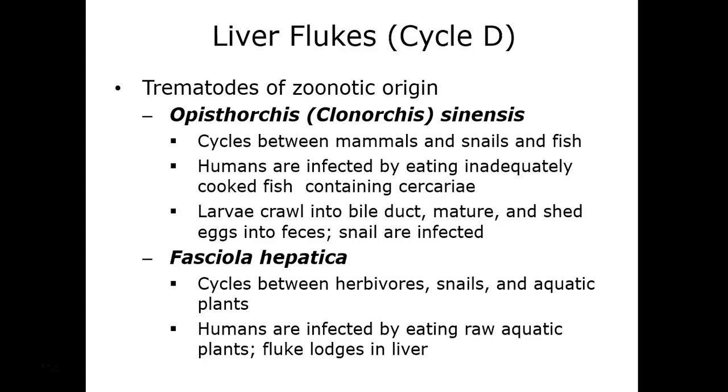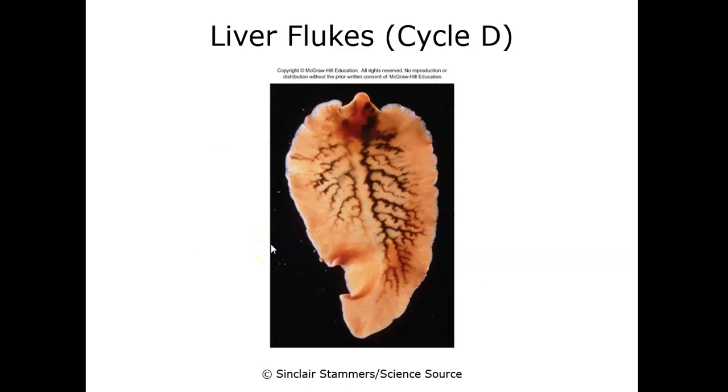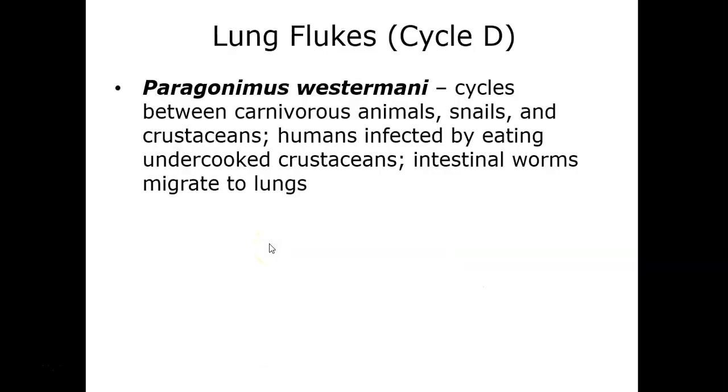Fasciola hepatica has a cycle that alternates between herbivores, snails, and aquatic plants. Humans become infected by eating those aquatic plants, and the fluke actually lodges within the liver. You do not need to worry about this particular one. We will not discuss this one.